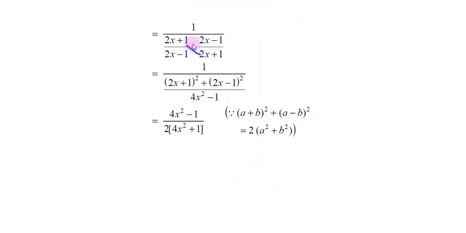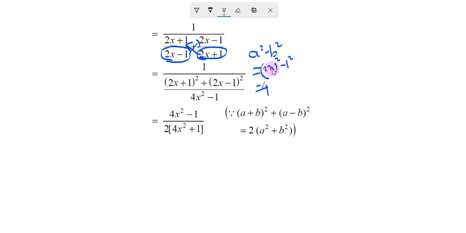Okay, this one 2x plus 1 the whole square, and that one 2x minus 1 the whole square, whole divided by, here it has a minus b into a plus b, so a square minus b square. So a square value 2x the whole square and b square value minus 1 square. 2x the whole square means 2 square value 4, x square keep it as x square, minus 1 square value 1, so that we get 4x square minus 1. Understood?